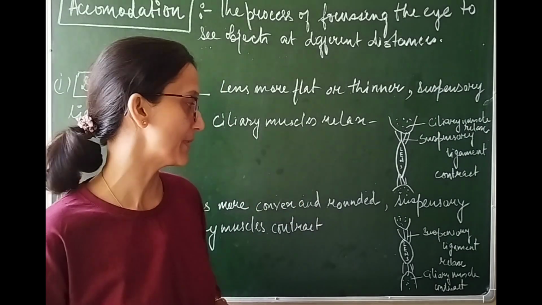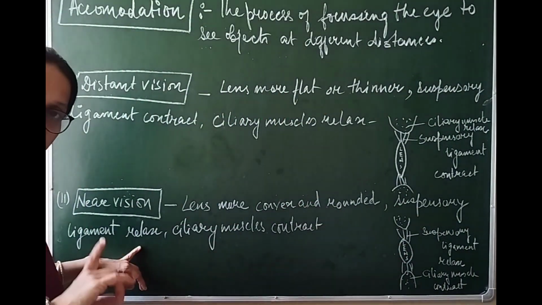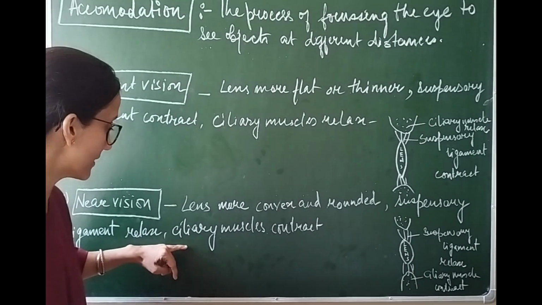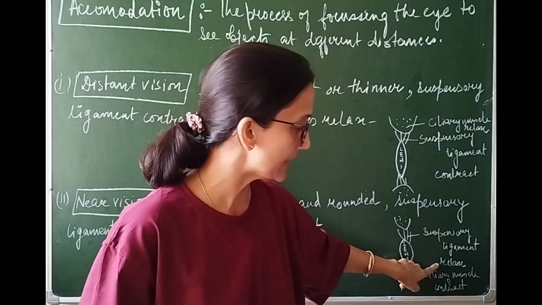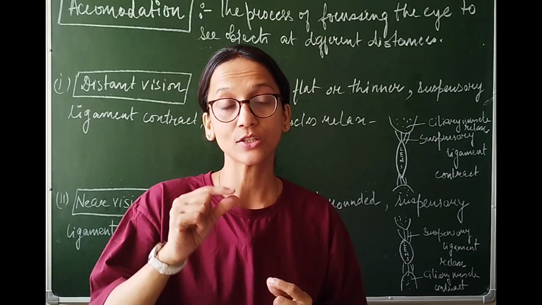इसके बाहर कोई और word मत use करना. What happens now? The suspensory ligaments relax, और अगर suspensory ligament relax करते हैं तो ciliary muscle क्या करेंगे? They are going to contract. The suspensory ligaments relax and the ciliary muscles contract. This is how constantly the lens is changing its shape.